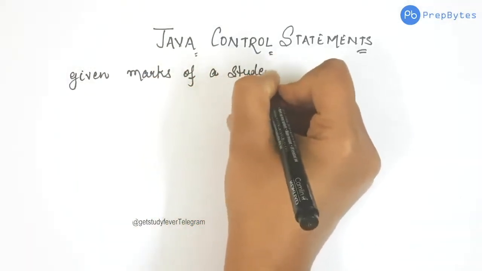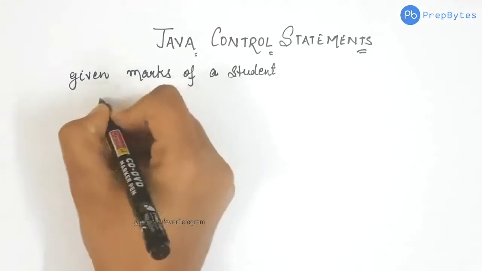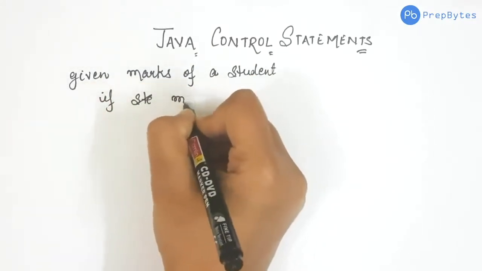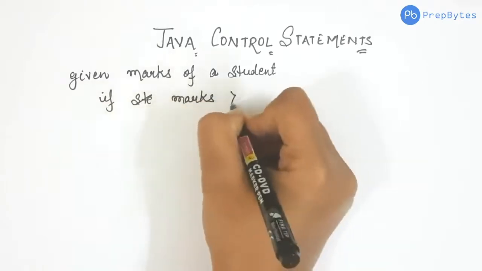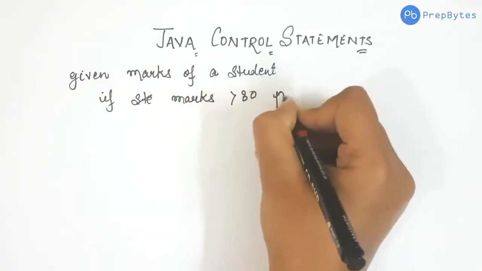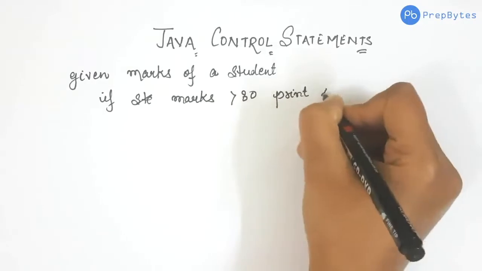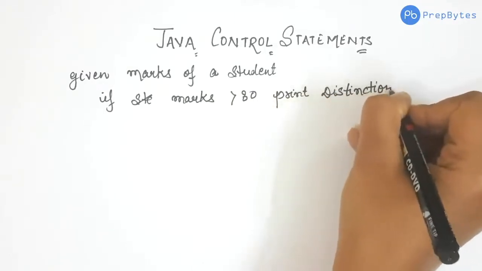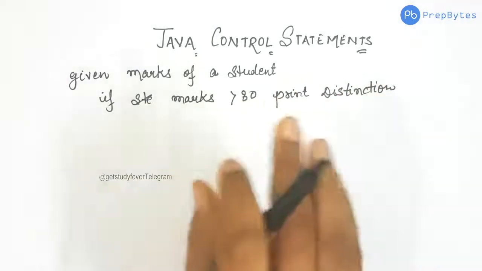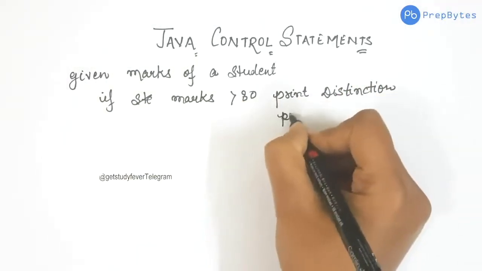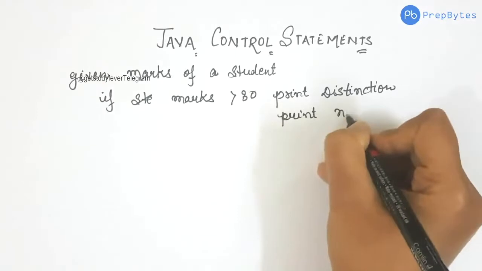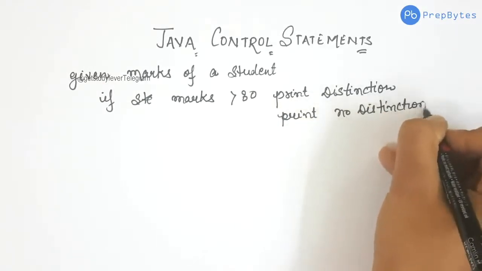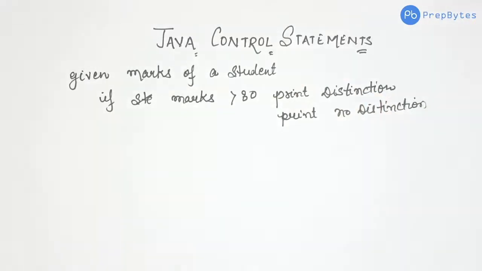what you have to do is that if marks is greater than 80, you print distinction, or if it is less than 80, you print no distinction. So we'll see how the program goes for this.